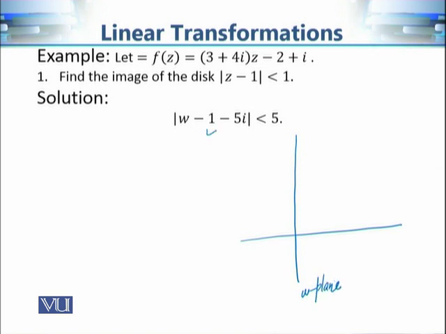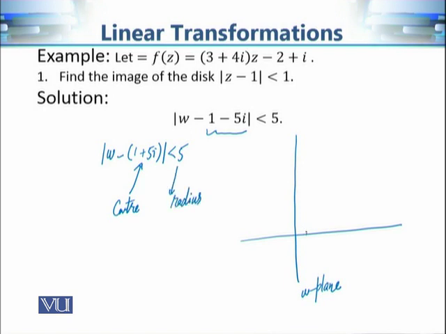Now we can see that this is once again an open disk with center 1 plus 5 iota. So we can write it down in the following form: mod of w minus (1 plus 5 iota) less than 5. And this is the center, and this is the radius.